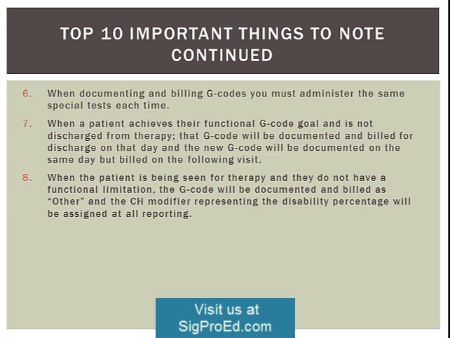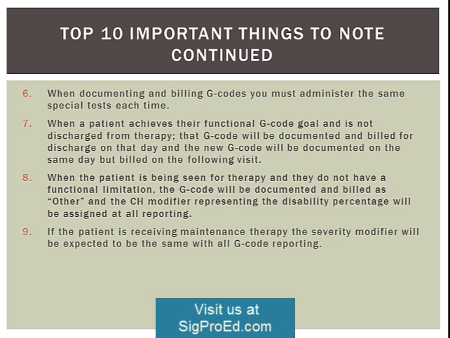Number 9, if the patient is receiving maintenance therapy, the severity modifier and the percent limitation would not be expected to change at any point with the G code reporting. So your severity modifier would be expected to be the same at the initial evaluation, the 10th therapy visit, and discharge.